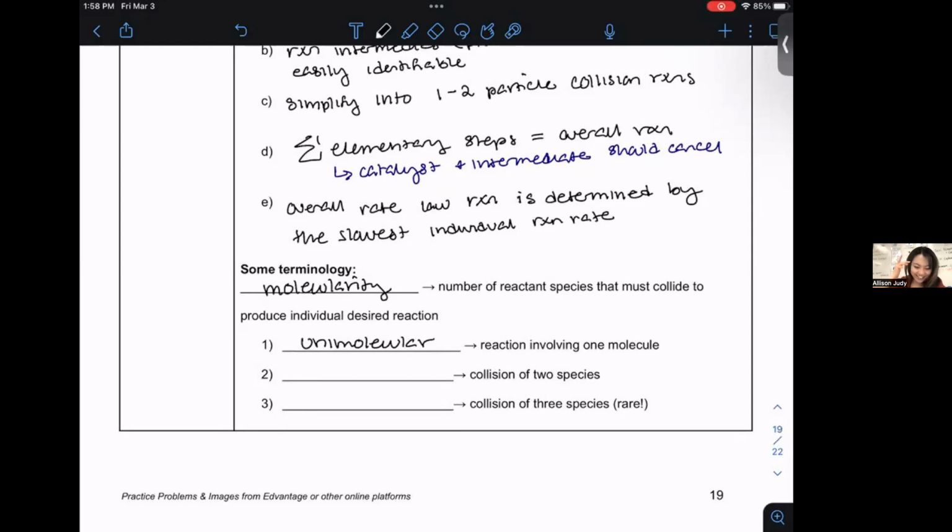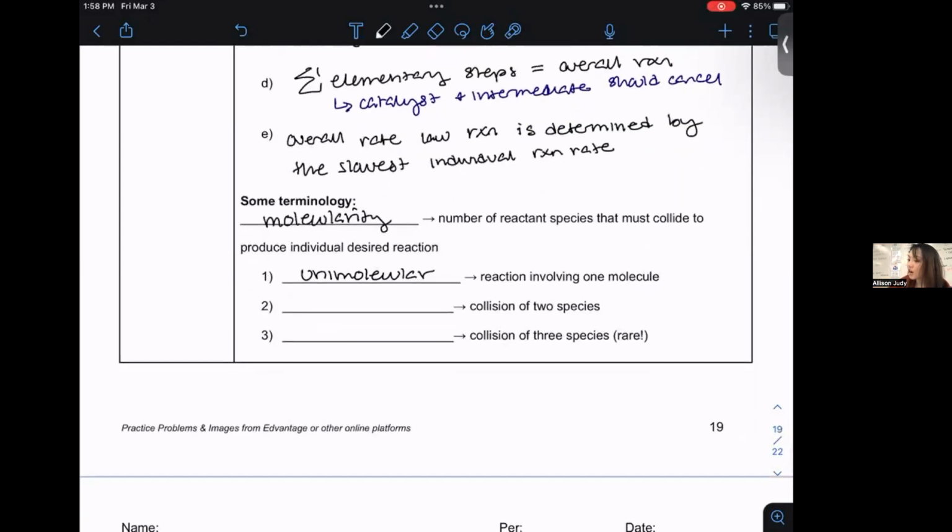No. And if you have a collision of two species, we call that a bimolecular reaction. And if you have a reaction of three species, it's called termolecular, which by the way would almost never happen, because the whole point is to avoid that.